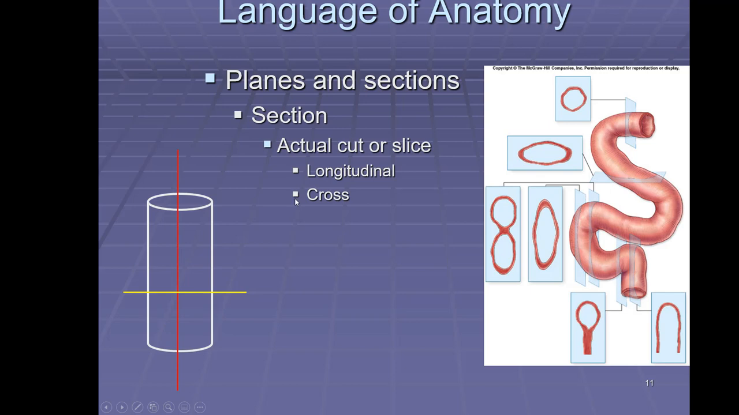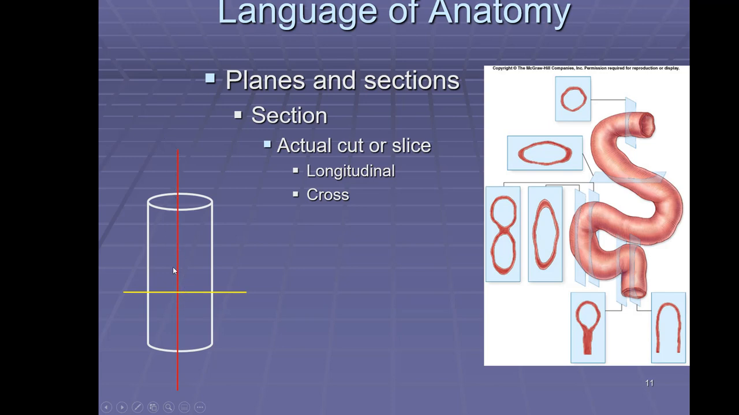So a section is an actual cut or slice. So imagine that we had an organ that kind of looked like this, like a tube. This could be part of your intestines. And if you cut it where this yellow line is and look at it, it's going to look completely different than if you look at it after you cut it where this red line is.